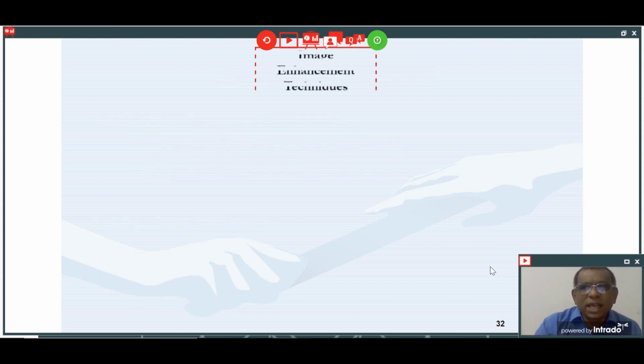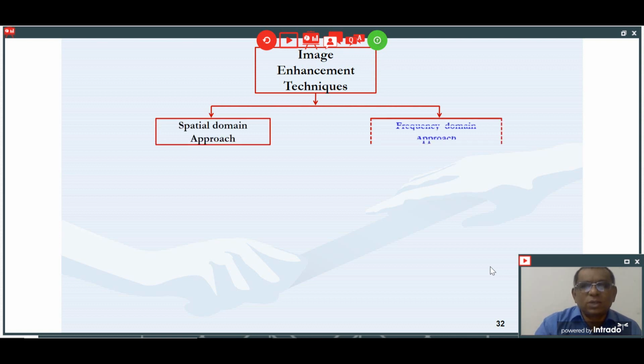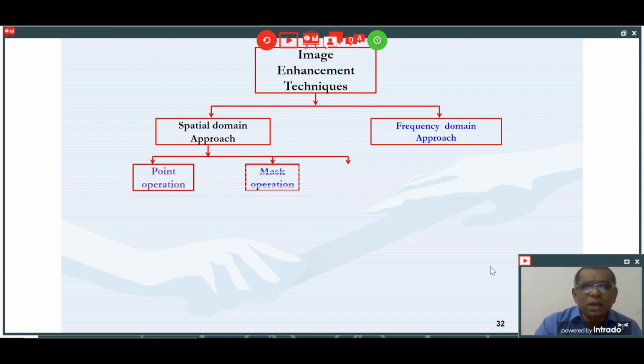So different types of enhancement techniques I can broadly classify into two categories. One is in the spatial domain, the other one is in the transform domain. So broadly we can classify into spatial domain approach and frequency domain approach. In spatial domain approach, we have three categories: point operation, mask operation, and then global operation. Point operation is normally termed a memoryless operation.